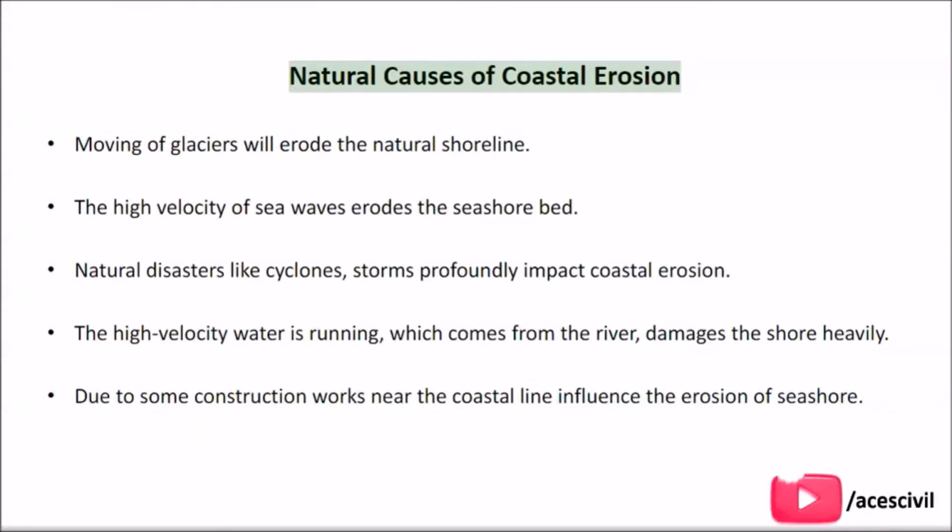Natural causes of coastal erosion. The movement of glaciers will erode the natural shoreline. The high velocity of sea waves erodes the seashore bed. Natural disasters like cyclones and storms profoundly impact coastal erosion. High-velocity water running from the river damages the shore heavily. Some construction works near the coastline also influence the erosion of the seashore.